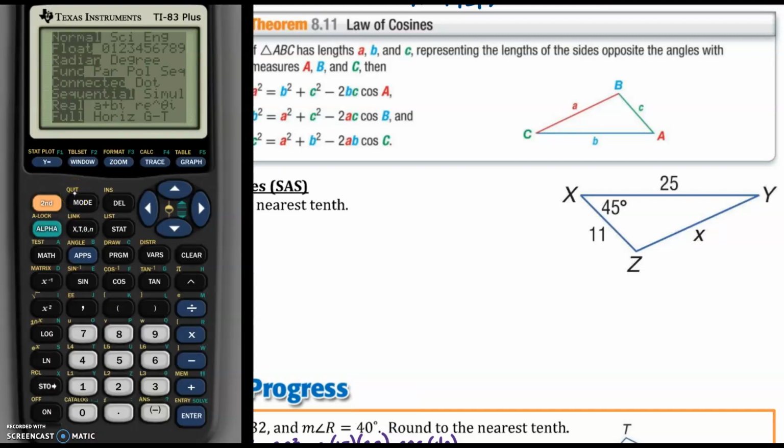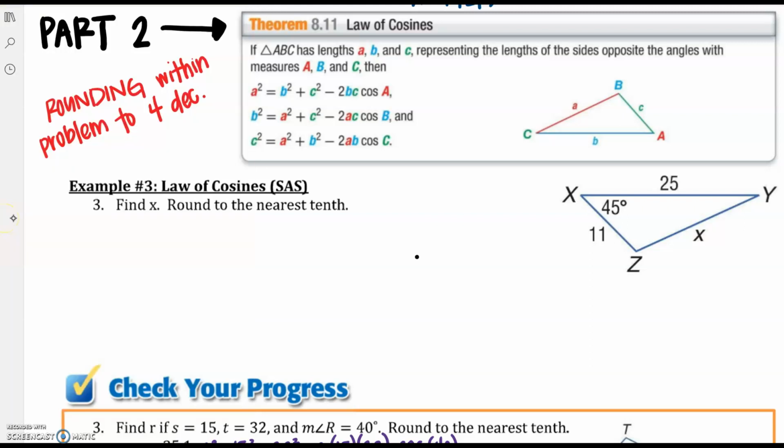And I always remind my students to make sure you are in degrees. All of my answers will be in degrees. So just make sure you go to that mode setting and make sure that is correct. So we're going to start out with law of cosines today. This is part 2.